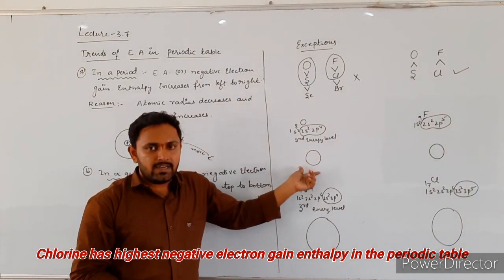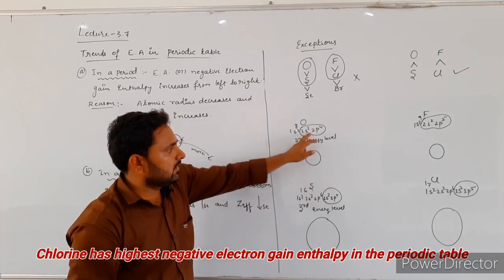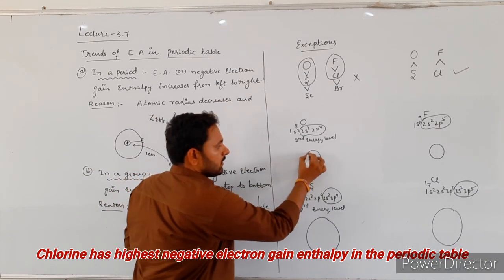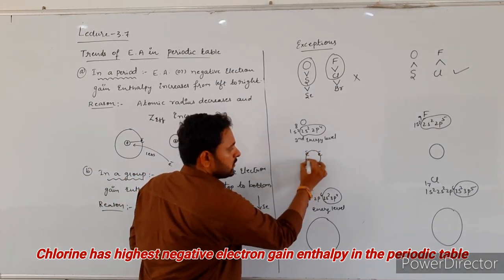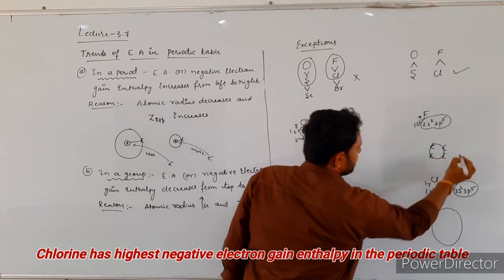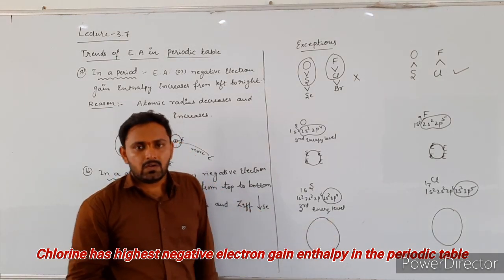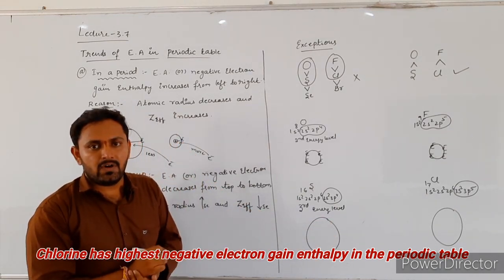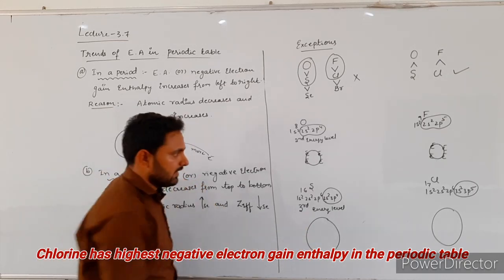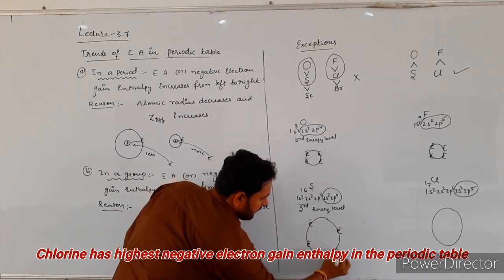Here, due to small size, there is a small area. Due to small area, the electrons are arranged very close to each other. But in case of third energy level, the electrons are arranged far away from each other. Why? Because there is a large space in the third energy level.